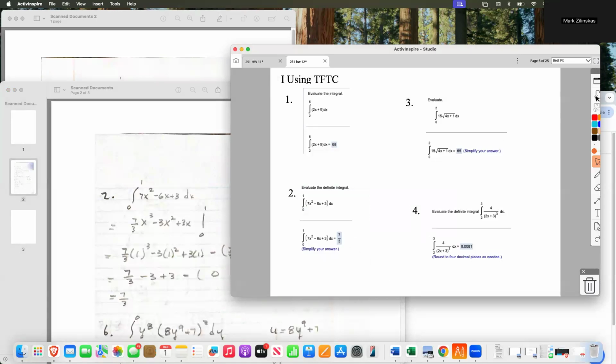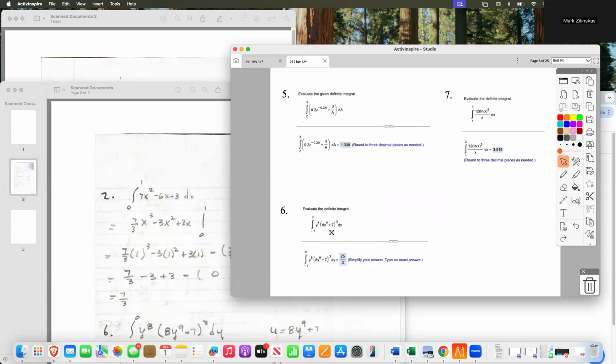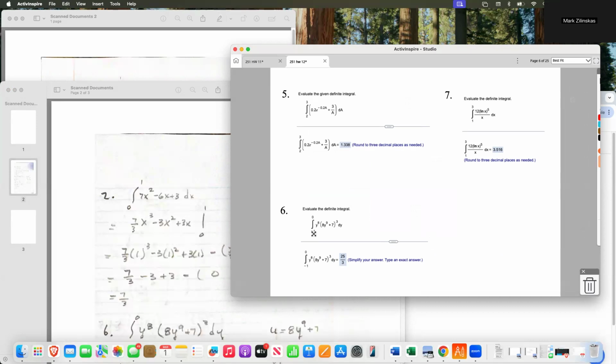Okay, let me take a look at number 6, which is this one. If I just ignore the integral signs and the upper and lower limit values, remember substitution, right? We have a composition of functions. My inner function here is 8 times y to the 9th plus 7, and my outer function is x cubed, so to speak. Notice the form of the derivative of this expression is going to be 72 times y to the 8th. Well, I have y to the 8th out here floating around. So let's see how we would deal with that.